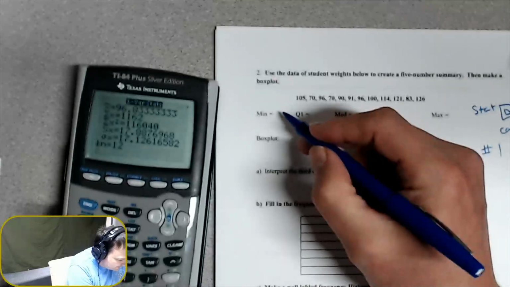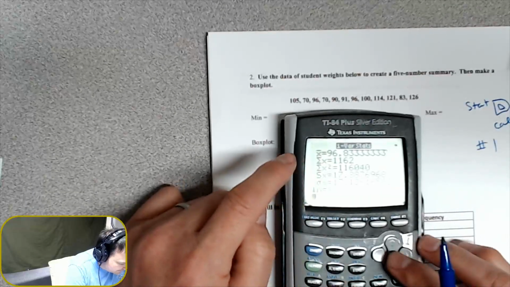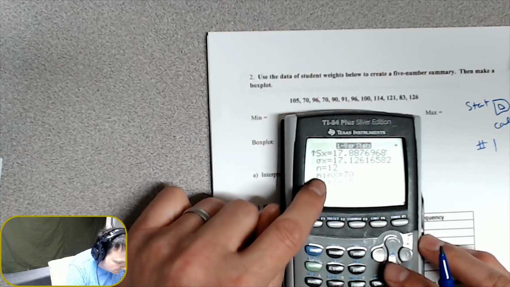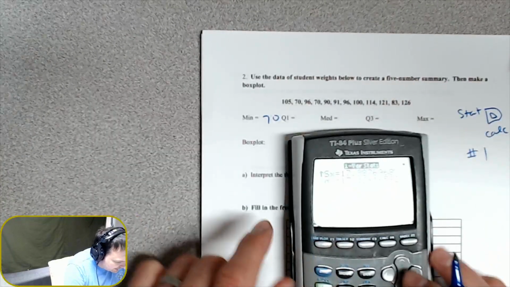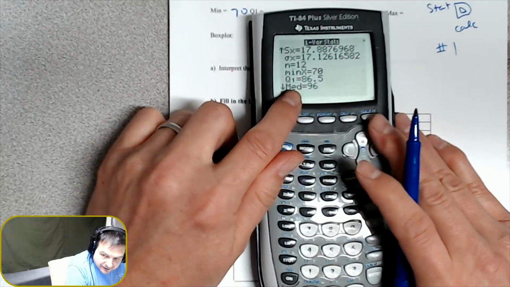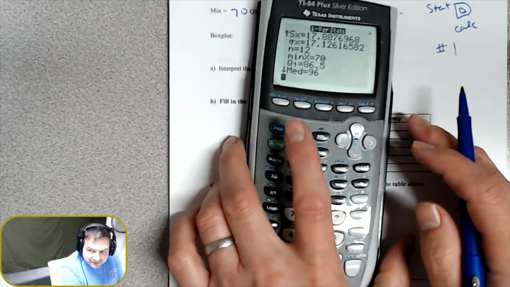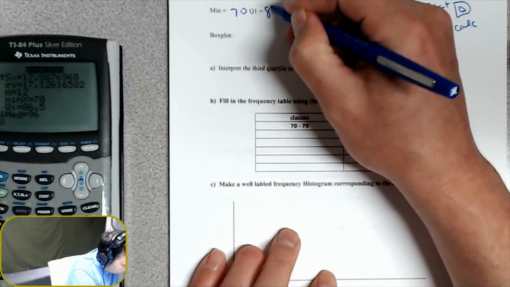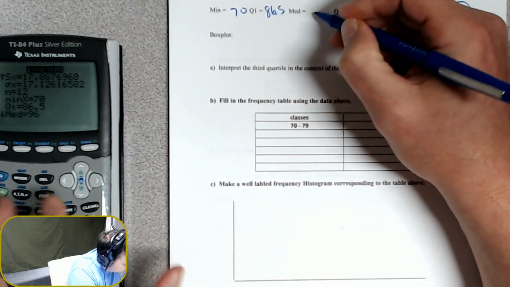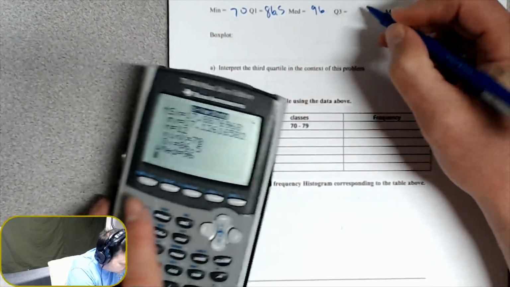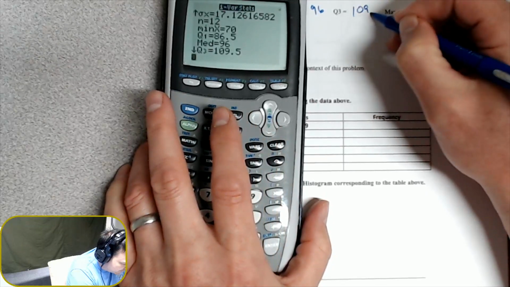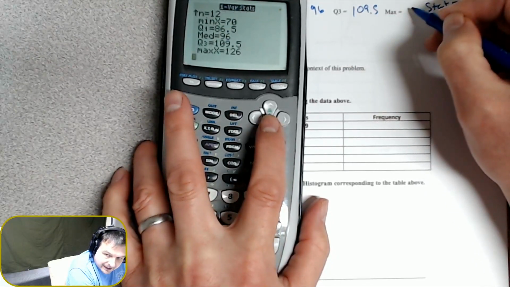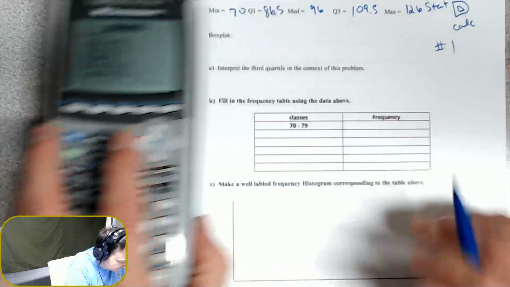We got our minimum. Where was our minimum? There it is. Minimum was 70. And we got our Q1 right there. We're doing the 5-number summary. Q1, 86.5. And the median was 90. Just read it through. Q3, 110.5. And then the max, 126.